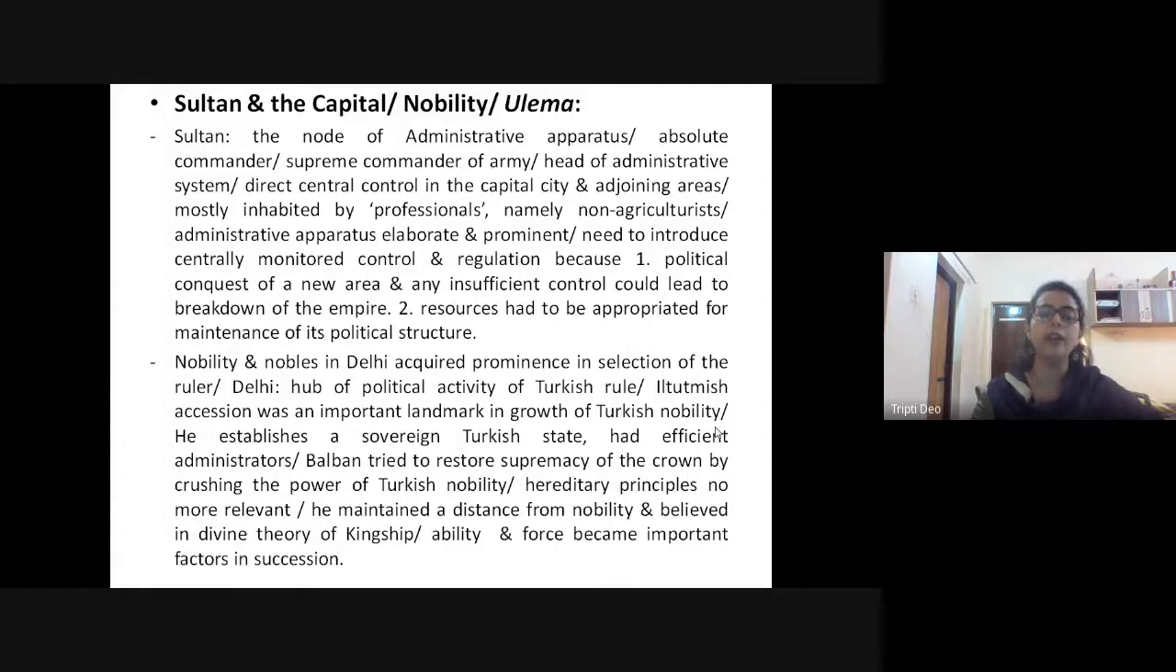And therefore, administrative, central administration and institutional structures had to be formalized, it had to be formulated, it had to be strengthened. And that's what the Sultans of Delhi did. Now, the nobility and the nobles in Delhi acquired prominence in selection of the ruler. Nobility had played a very significant role during the Sultanate period.